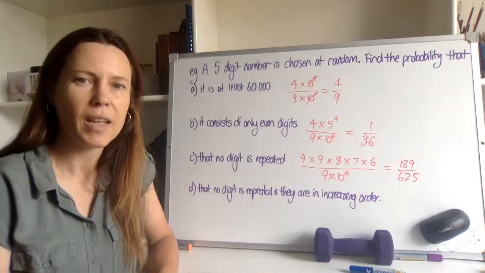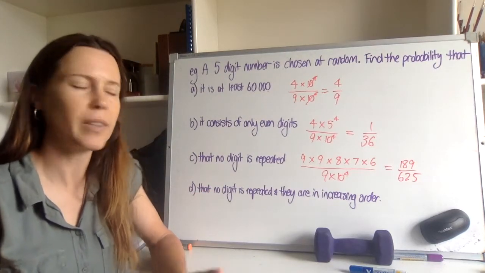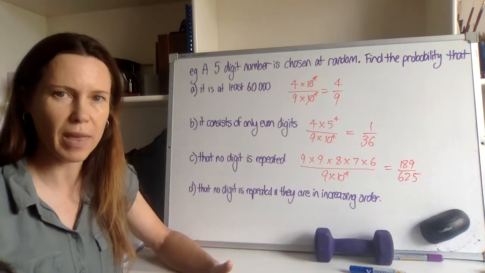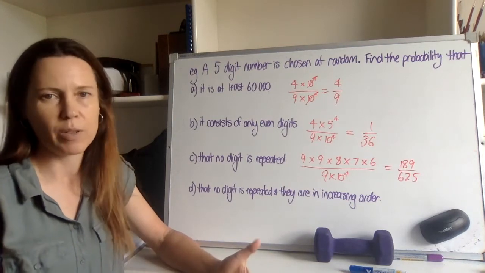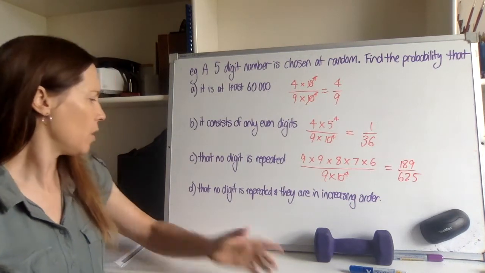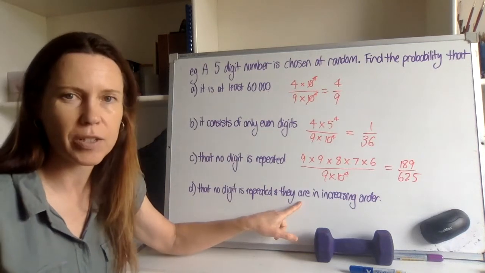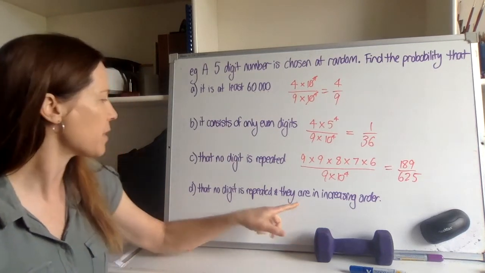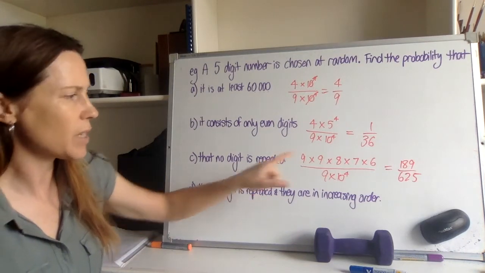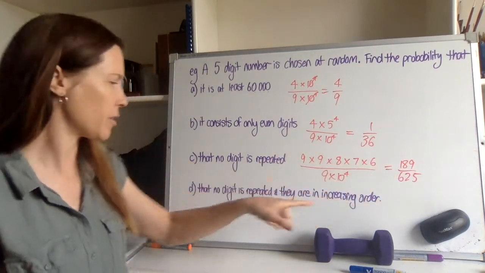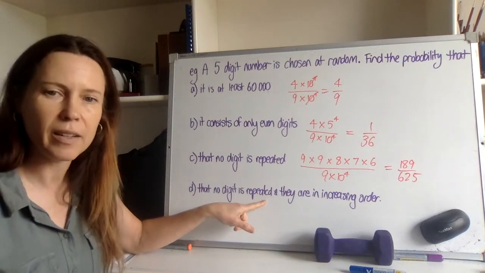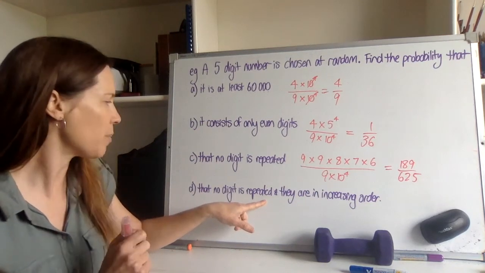Now the last question's a really hard one, and the reason it's hard is because none of the methods that we've used so far really help us to solve it. We need to find the probability that no digit is repeated and the digits are in increasing order. Now the problem is, coming after C, we're kind of tempted to use this result somehow because it seems like it's going to be related. The problem is it's not, and I'll explain why it's not.